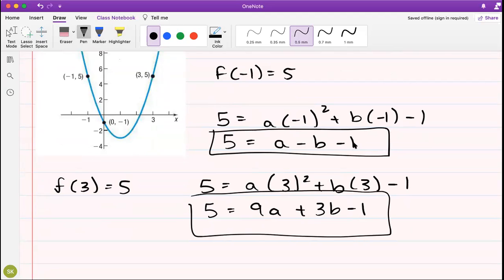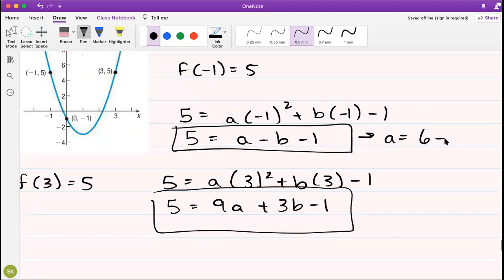Now what I can do is solve for one of the letters, which I'm going to solve for a because it's the easiest one to solve for. And then I'm going to plug it into the second equation. That way I can get rid of one of the variables and I will be able to solve for both variables. So solving for a, I get a is equal to 6 plus b, by adding b and adding 1. Now take this a and plug it into here.